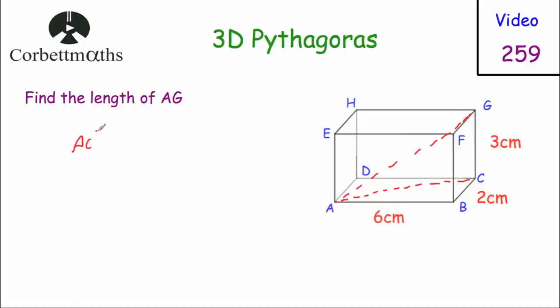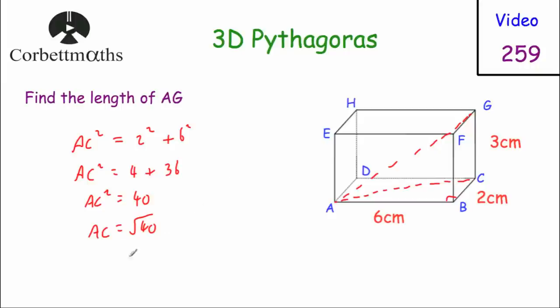So AC squared, this is a right angle triangle here, it's a cuboid. AC squared is equal to 2 squared plus 6 squared using Pythagoras. So AC squared is equal to 4 plus 36, so AC squared would be equal to 40. That means that AC would be equal to the square root of 40. Now in these questions, I tend not to want to square root them. I like to work with surds because we're going to square this again, so that makes it easier if we use our exact answer rather than decimals. So the distance from A to C is the square root of 40.